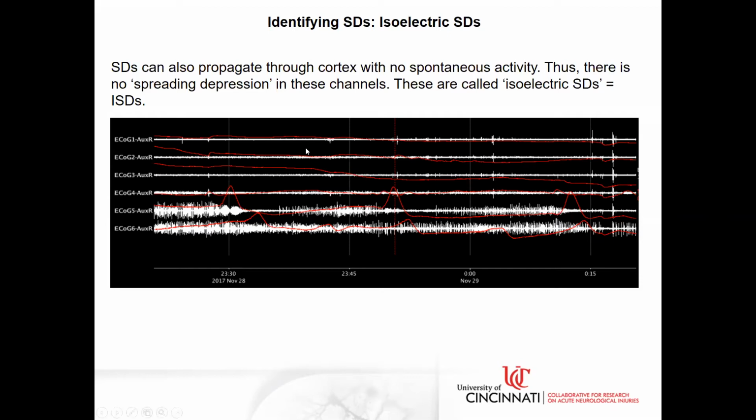But if the tissue is still viable, it's still capable of supporting the propagation of spreading depolarizations. And so this is one example where we can see clearly these small amplitude negative shifts in the potential that are occurring in a stereotyped repetitive pattern in connection with these verified spreading depolarization events with DC shifts and depression periods in channel 4, 5, and 6. So essentially, this is a spreading depolarization that's isoelectric in channel 4, but that causes spreading depression in channels 5 and 6.